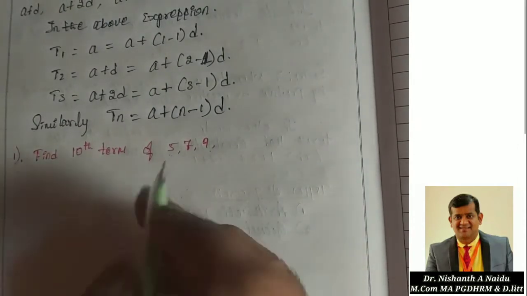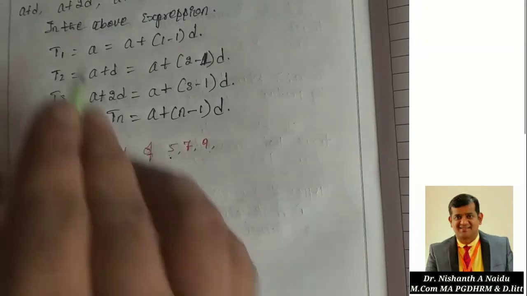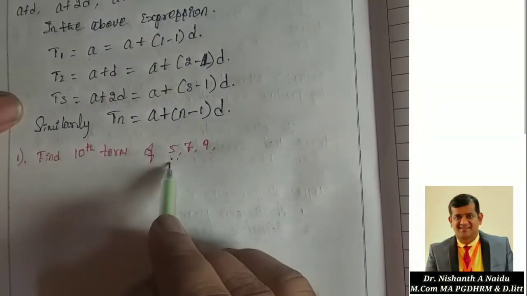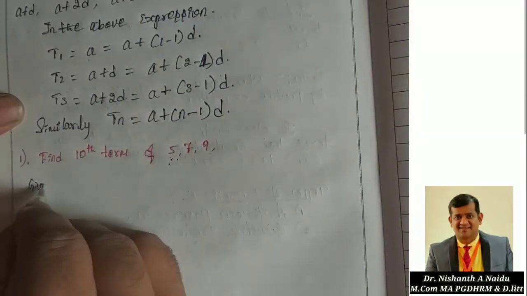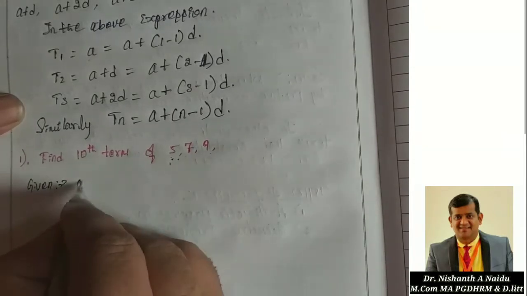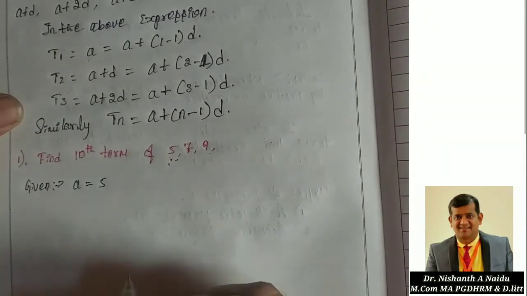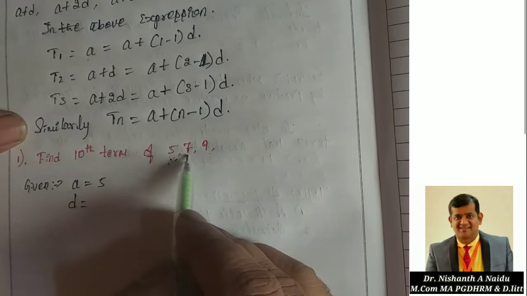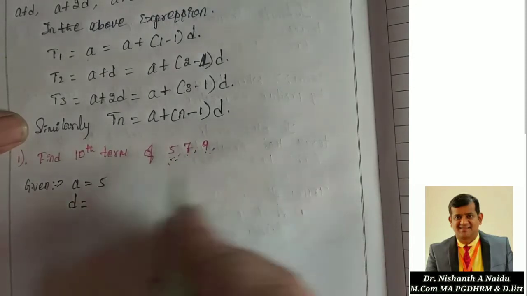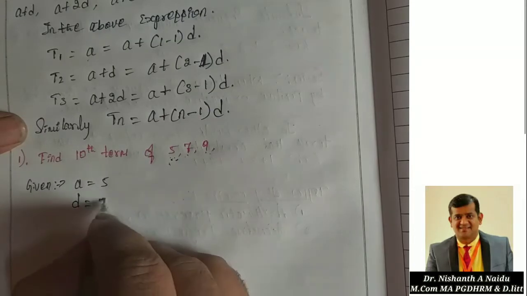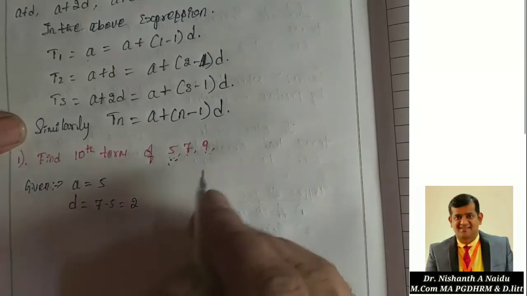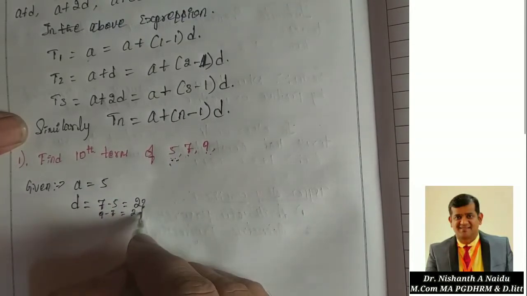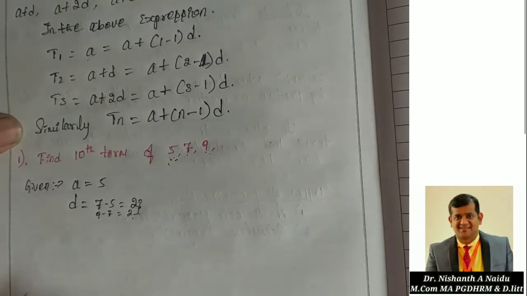Here you have to know that the first term is always considered as A. Which is the first term? 5. So write down, since it is the first problem, I am telling you, given A equals 5. Then D, that is the common difference. 7 minus 5 equals 2, or 9 minus 7 equals 2. So the common difference is 2 in all the cases. So D equals 2.